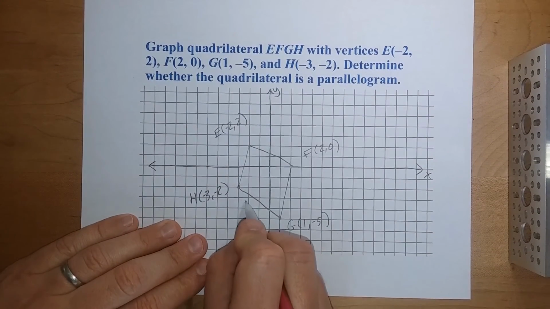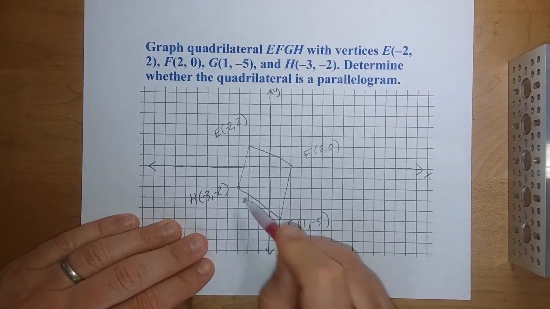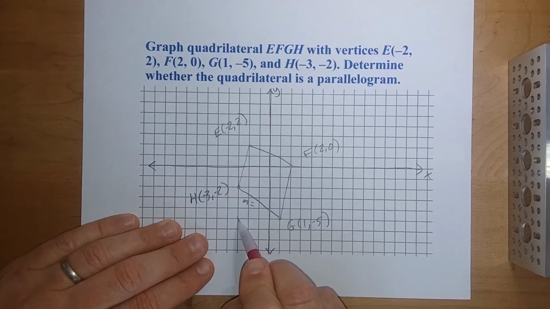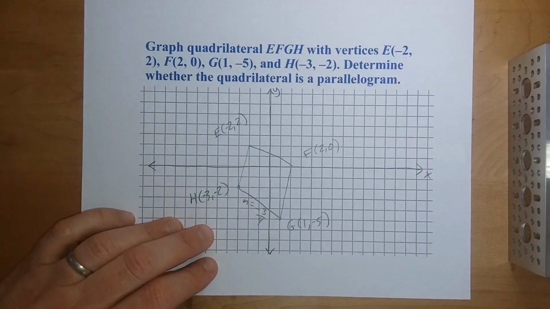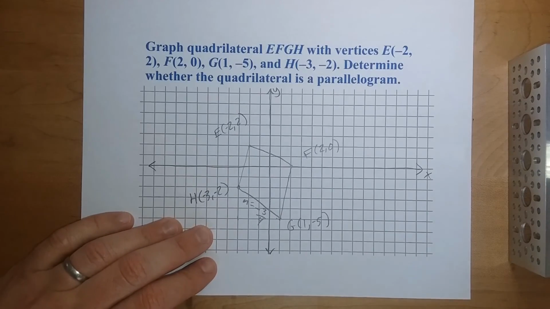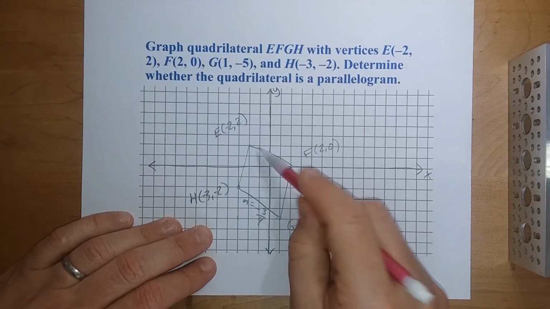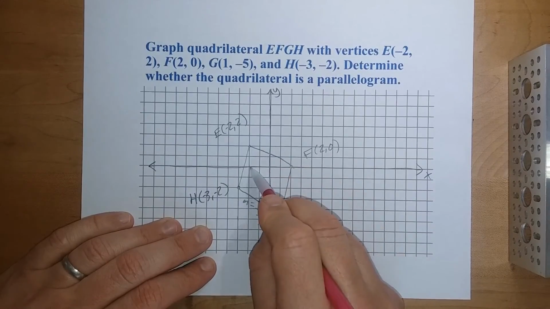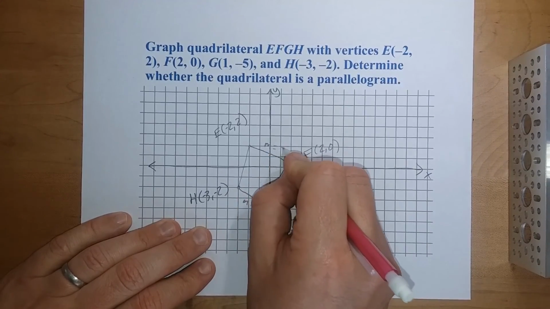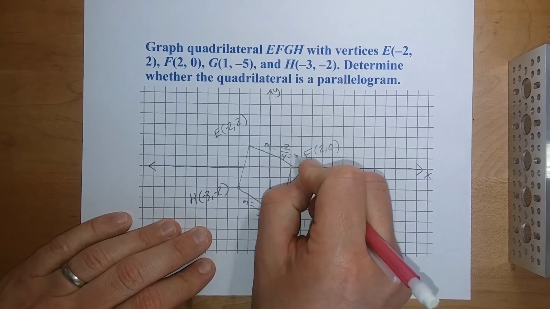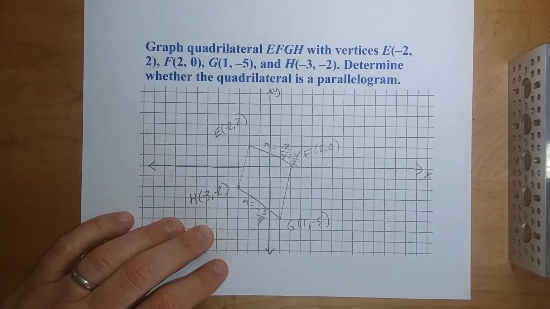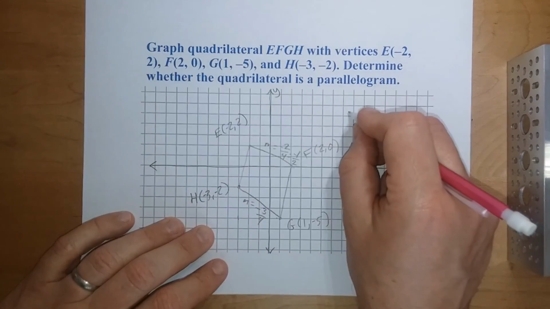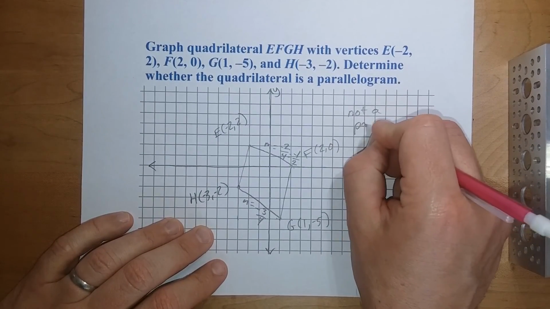I'm going to look at the slope from H to G. I go down 3 and over 4. So this has a slope of -3/4. Let's check and see what the slope of the opposite side, EF, is. Going from E to F, I go down 2 and over 4. So this is -2/4 or -1/2. Those are not parallel. If those aren't parallel, I don't need to check anything else. I know this is not a parallelogram.